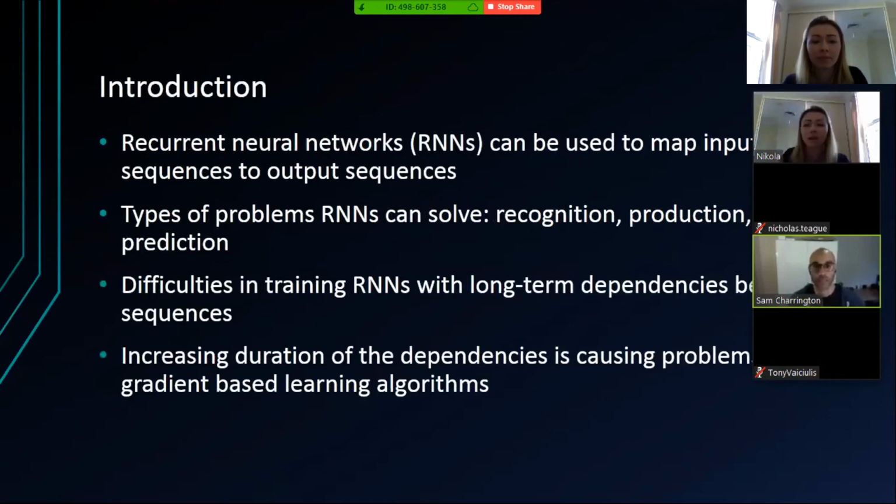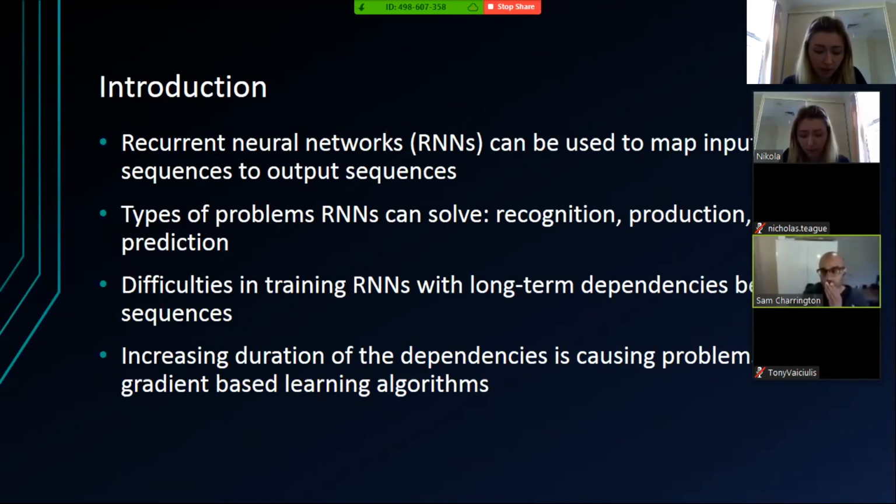So recurrent neural networks are very good for mapping input sequences to output sequences. However, there are some issues. Types of problems that RNNs can solve are recognition, for example, speech recognition, production, which could be stuff like text generation or machine translation, or prediction, which could be stock market movement or consumer behavior. So a lot of things that involve sequences.